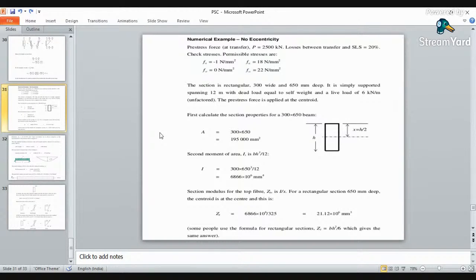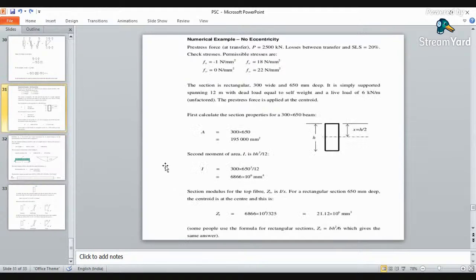Again, here we know that BD cube by 12 divided by D by 2. This is nothing but, here it is given H. So BH cube by 12 divided by H by 2. So it means your formula will reduce to BH squared by 6. Again, you will get the same answer for section modulus as 21.12 into 10 raised to the power 6 mm to the power 3. Okay.